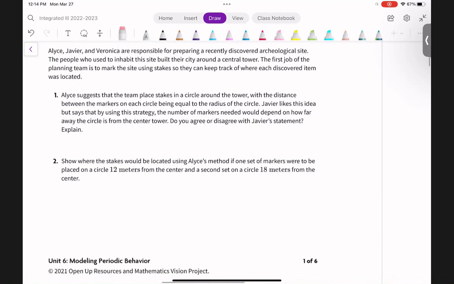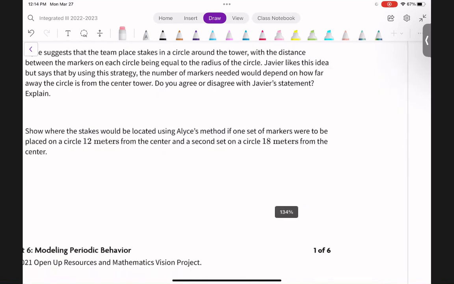So Alice suggests that the team places stakes in a circle around the tower, with the distance between the markers on each circle being equal to the radius of the circle. Javier likes this idea, but says that by using this strategy, the number of markers they need would depend on how far away the circle is from the center of the tower. Do you agree or disagree with Javier's statement?